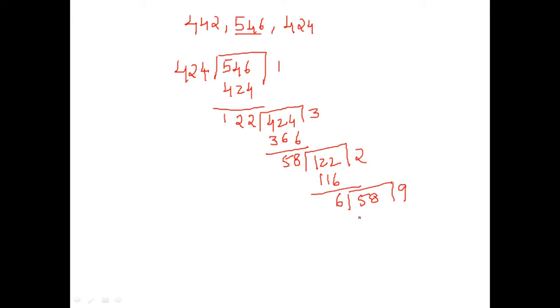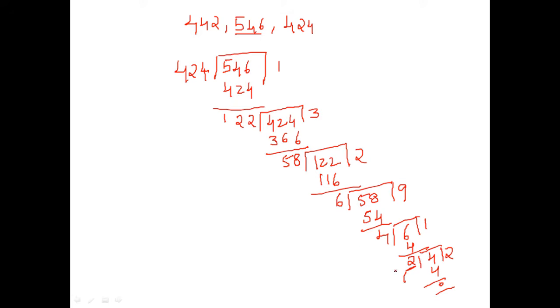So 6 into 9 is 54. So what is the remainder? 4. You take this divisor 6 and then you divide. 4 into 1 is 4. You get 2. You take this divisor 4 and you divide. 2 into 2 is 4, 0. Yeah, lengthy division, and this is the divisor that led to a 0 remainder. So for 424 and 546 we have 2 to be the GCD, but we have 3 numbers here.